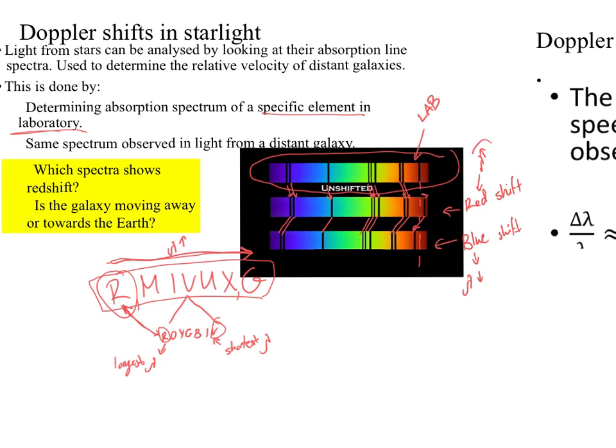So we said that since the wavelength increases, that means the object is moving away. So the galaxy, in this case, is moving away. In the blue shift, since the wavelength is decreasing, then we have a blue shift. Sorry, already said that. We actually have the galaxy moving towards us.